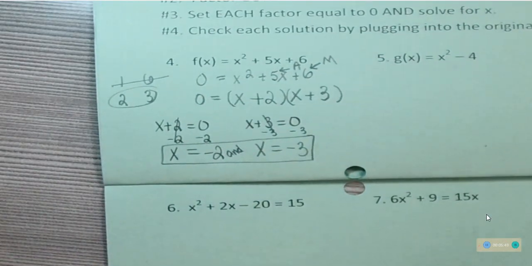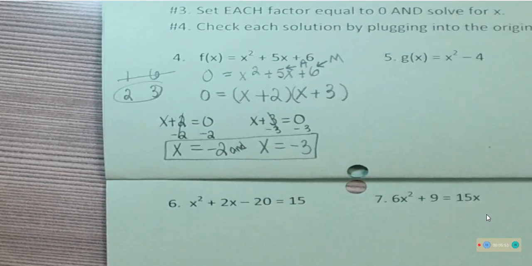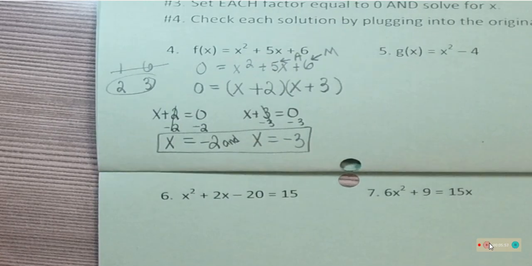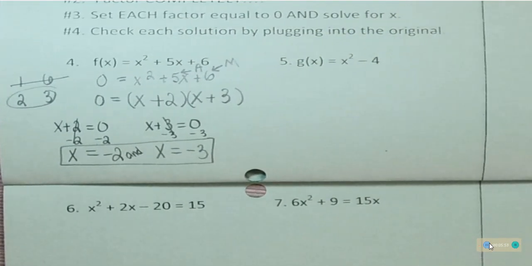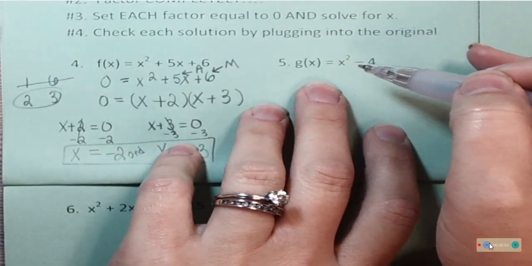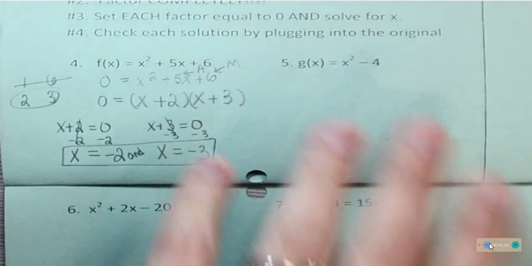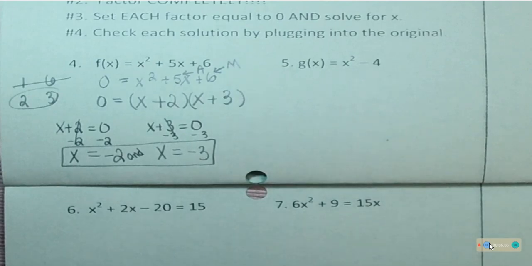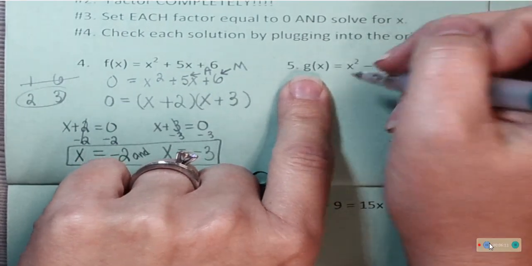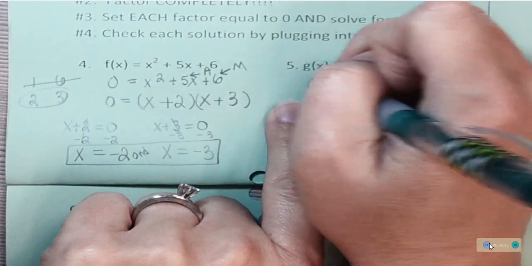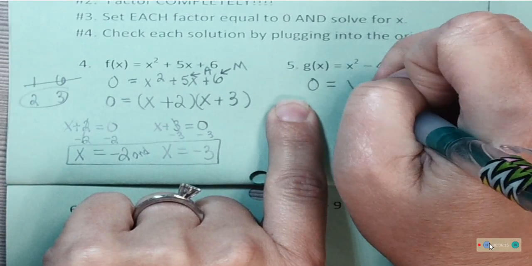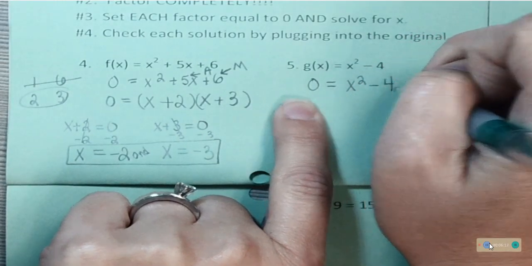So your solutions, your roots, your zeros, your x-intercepts would be negative 2 and negative 3. All right, so let's do number 5. The first thing I need to do is set this equal to 0. Here's why. You're looking for your x-intercepts, and your x-intercepts have a y value of 0. G of x is the same as y. So we're going to say I need to figure out when x squared minus 4 could equal 0.